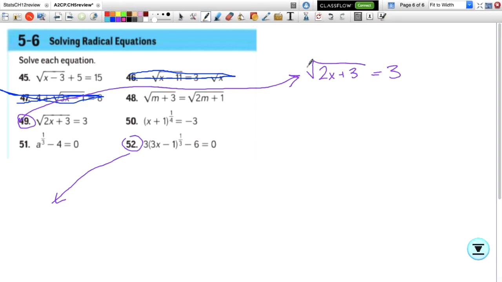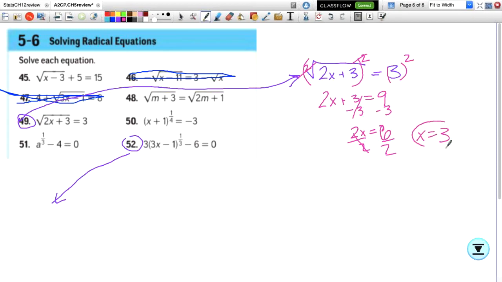Now, if it was a 5th root, which means it would have a 5 here, I'd raise it to the 5th power on both sides. If it was a 3rd root, which means it would have a 3 here, I'd cube it and cube this side. Because there's no number here, hopefully you remember this is definitely a square root. So to cancel out my square root, I'm going to square both sides. Cancel, cancel. I end up with 2x plus 3 equals 3 squared, which is 9. So I subtract 3, I get 6. I'm going to divide by 2, and I end up with x equals 3.